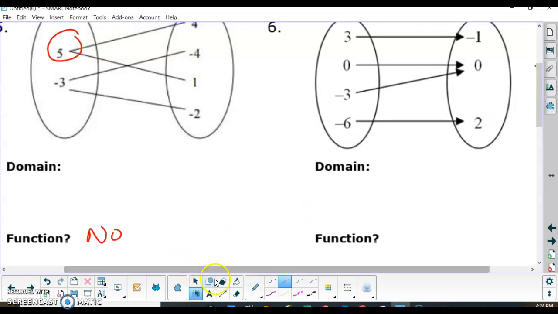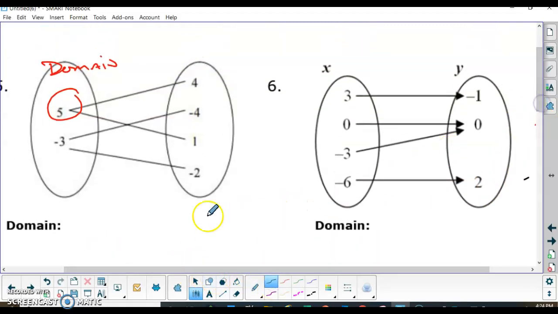Remember, the only thing you have to do with the domain here is put your values in order. So -3, comma 5. That is our domain. Let's look at this one.